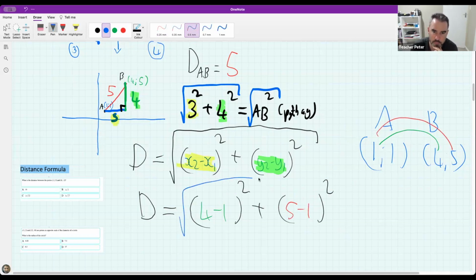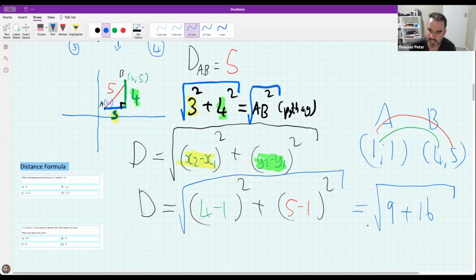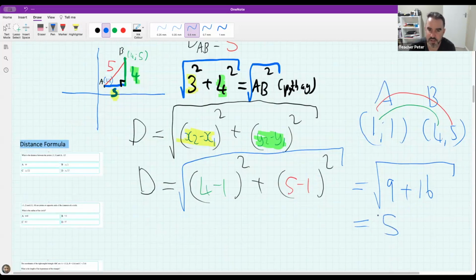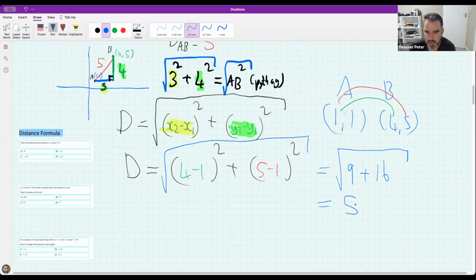But remember, the formula has to have the square root. And then if you think about it, this is just going to be 3 squared, which is 9. That's 4 squared, which is 16. And we get exactly the same answer, which is 5. But now we have a general purpose formula that we can use.